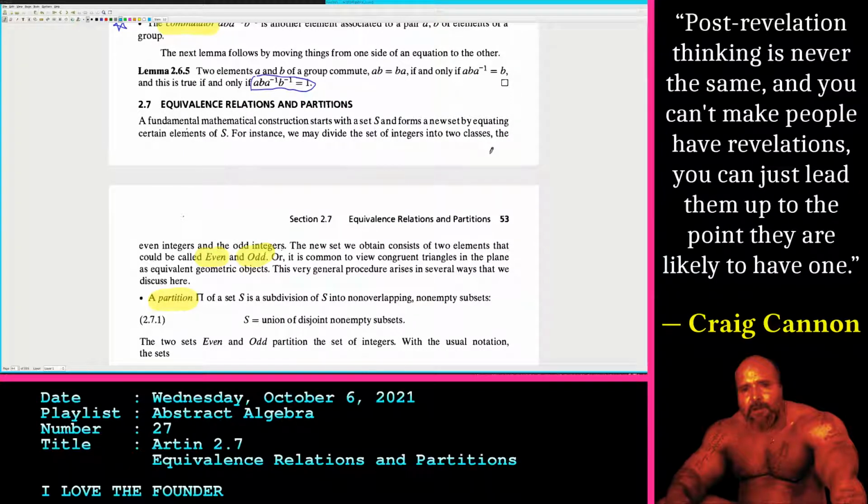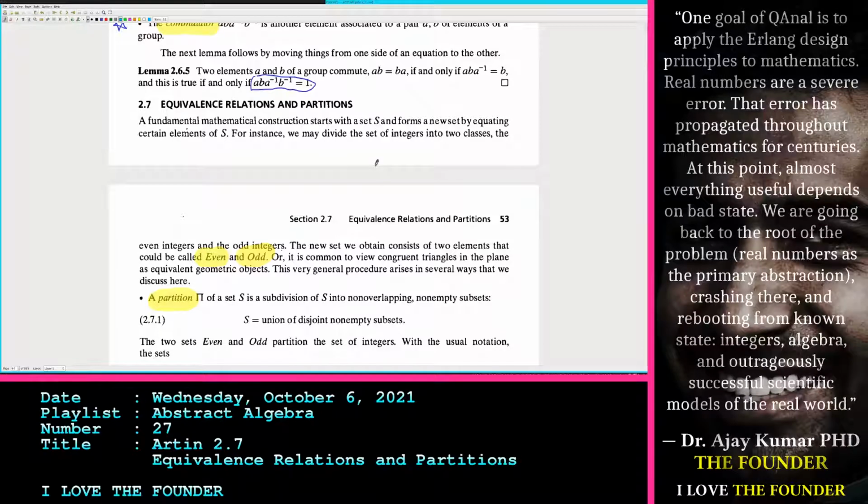(2.7) Equivalence, Relations, and Partitions. A fundamental mathematical construction starts with the set S and forms a new set by equating certain elements of S. For instance, we may divide the set of integers into two classes, the even integers and the odd integers. The new set we obtain consists of two elements that should be called even and odd, or in Z mod 2 arithmetic, you call these 0 and 1 respectively. Or it is common to view congruent triangles in the plane as equivalent geometric objects.